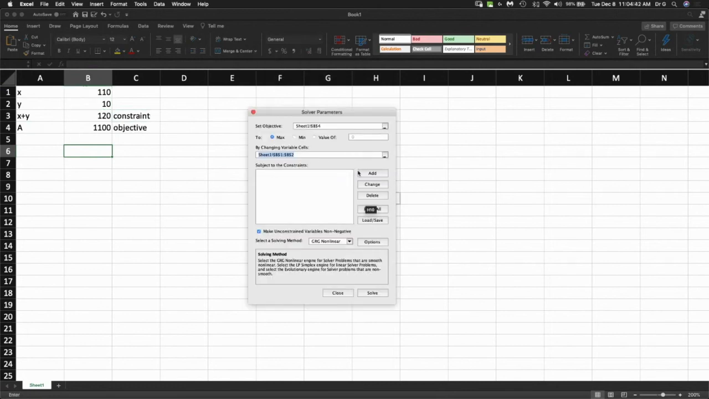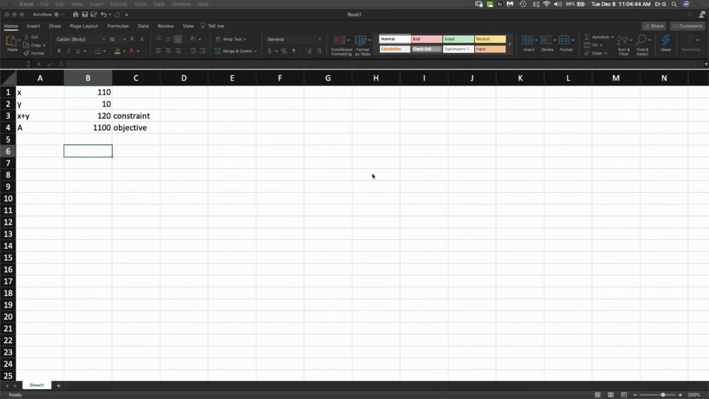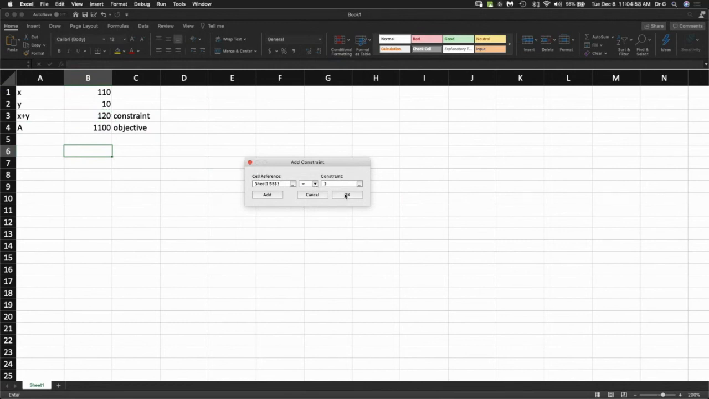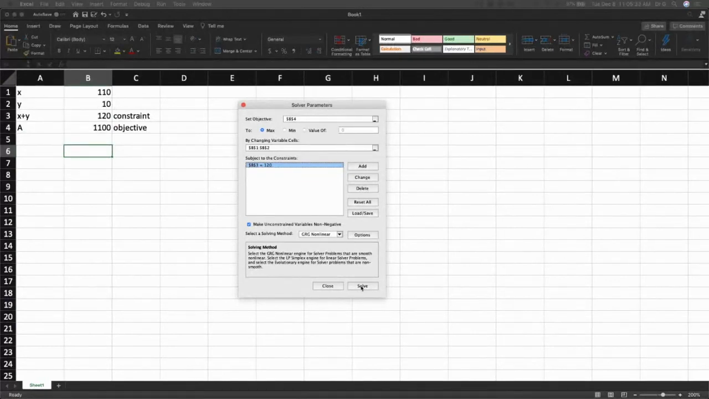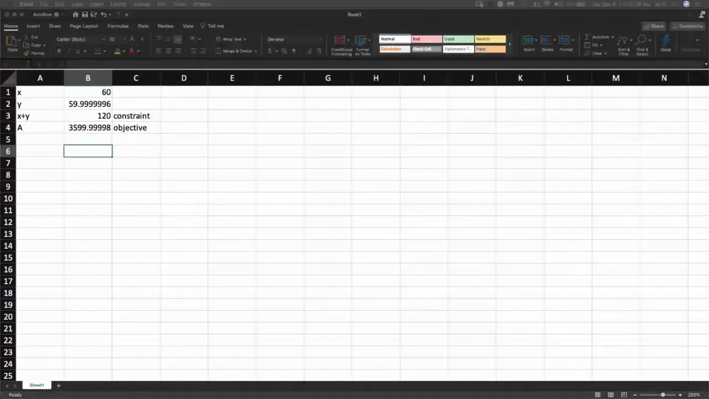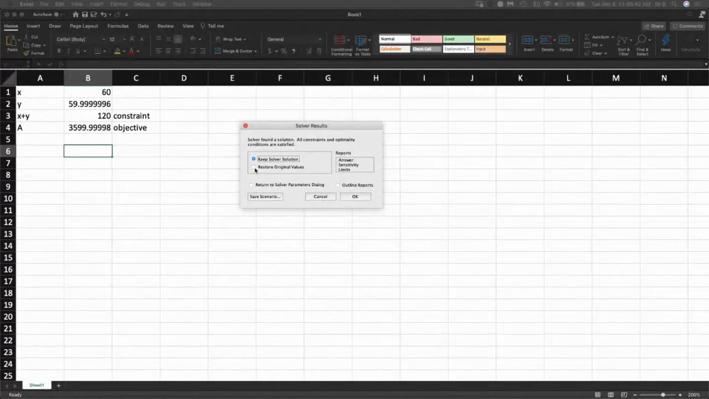Are there any constraints? Absolutely. We want to add a constraint that this cell here equals 120. And just add it. Remember, the answer was 60 and 60. When I run solve, look what you get. Do you see it? It says here, do you want to keep it or do you want to do something else? You can restore if you don't like what the answer is, or you can just say, okay.